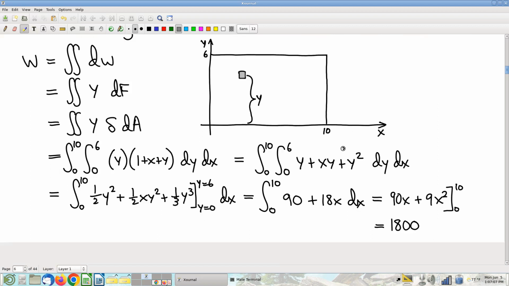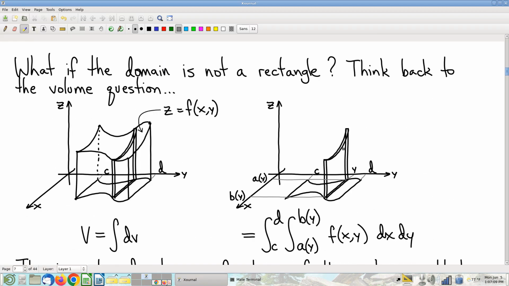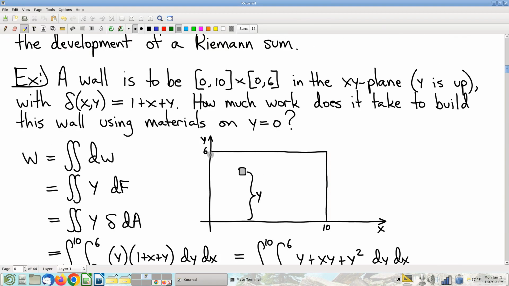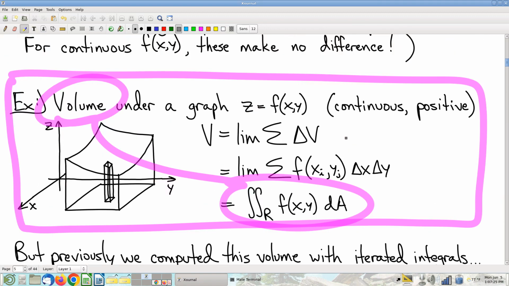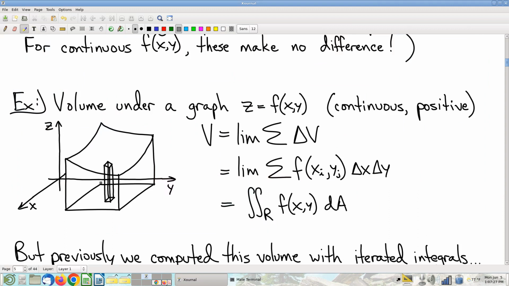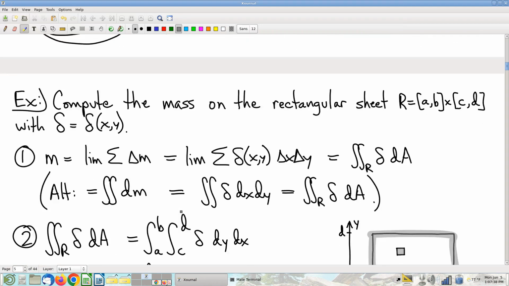All right. Okay. Everything we've done so far, we've had rectangular domains. I've got here a rectangular wall, for example. Here I'm computing the mass of a rectangular sheet of metal or what have you. Here I was computing the volume under a graph sitting over a rectangular base. So it's all been rectangular domains. Very convenient when you have rectangular domains.